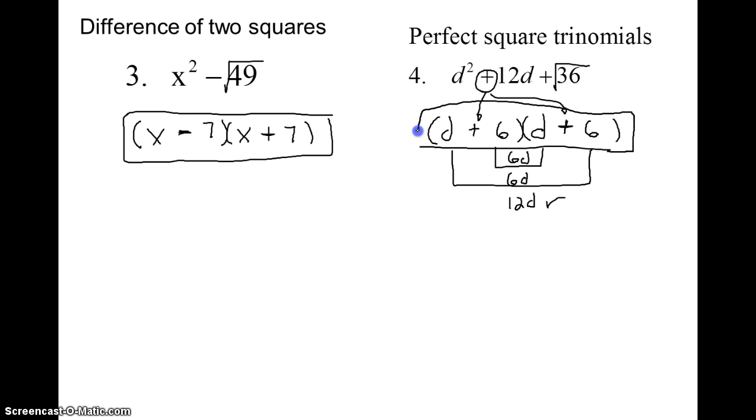So I want you guys to check those two things when you have a perfect square trinomial. Sometimes, a few times, it's a little bit tricky. You might think it is a perfect square trinomial, but when you multiply the inner and the outer, you're not going to get the middle term. So it's a good idea to check.